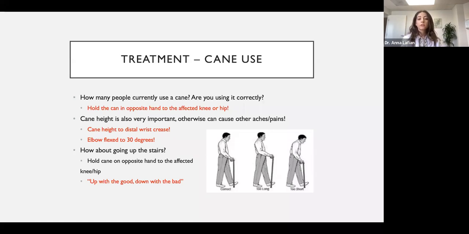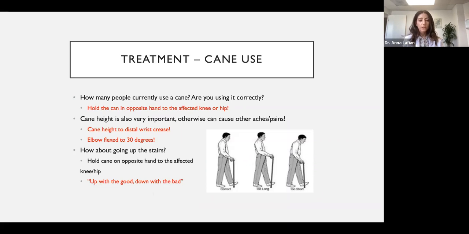So how do you go up the stairs if you're using a cane? Again, you're holding the cane on your opposite hand. So if your left knee is affected, you're holding the cane on your right hand. You go up. This is up with the good, down with the bad. I kind of put this in here as an easy way to remember. You go up the stairs with your good leg first, or your good foot.